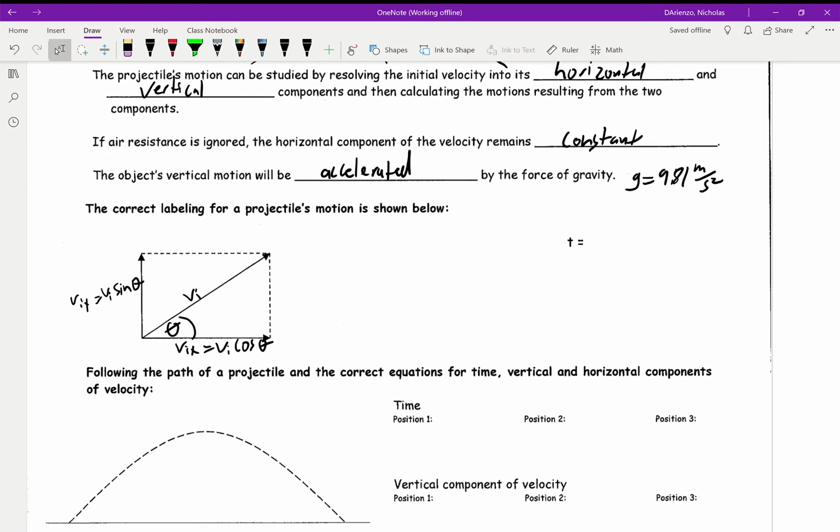Now when we look at these types of problems, we can rearrange one of our equations. Vf equals vi plus at. We can solve that for time, where we get t equals Vf minus Vi over a. And this is what we're going to want to use with these types of problems.